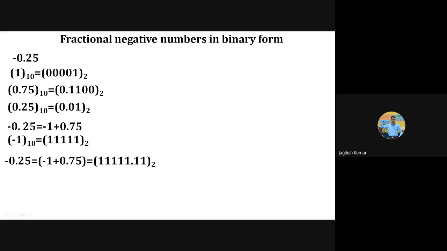You have to understand about complements. Complement means subtracting a number from 11111. That is 1's complement. Fine. So if you subtract, you should find out the same number.